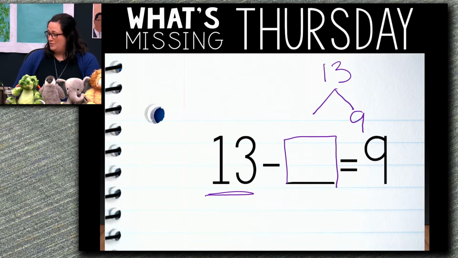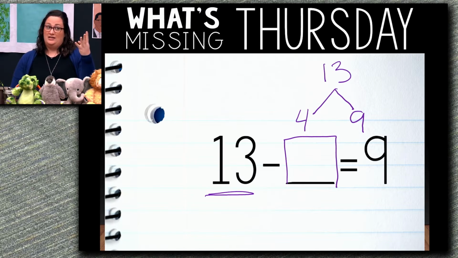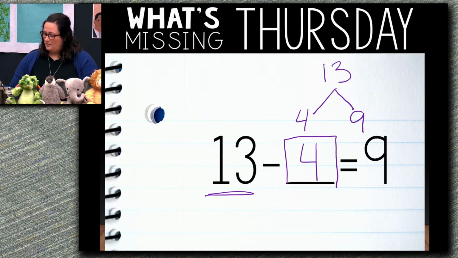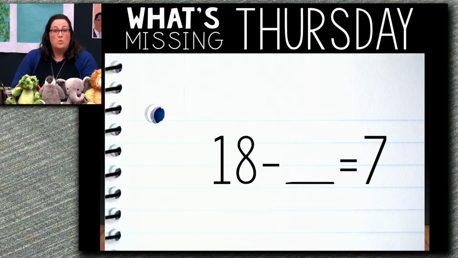Gus, you want to count up? Well, Gus said, 9 to 10 is 1, and 10 to 13 is 3, and 1 and 3 is 4. So Gus, you think it's 4? Let's check. 9, 10, 11, 12, 13. I think Gus is right. 13, 12, 11, 10, 9. It's 4. We checked our work. It was the same answer both times when we did it 2 different ways. Nice job, friends. Okay, what do you know?